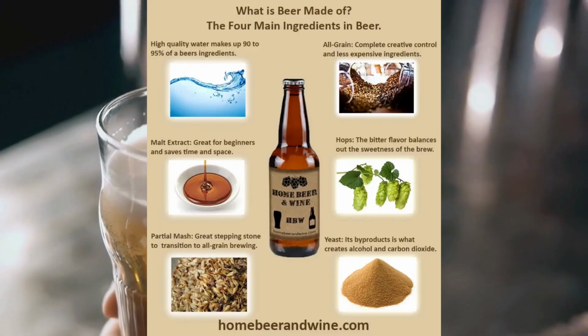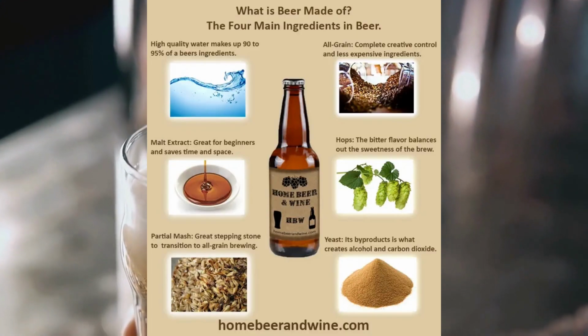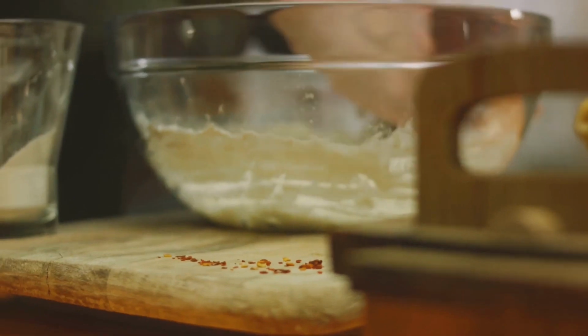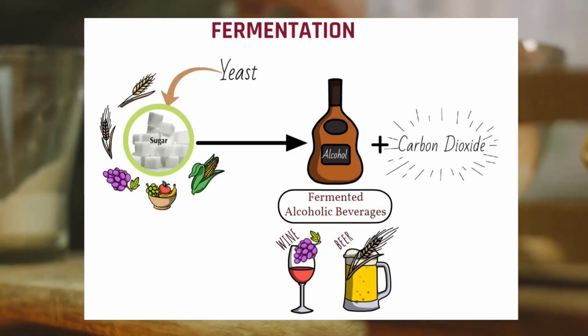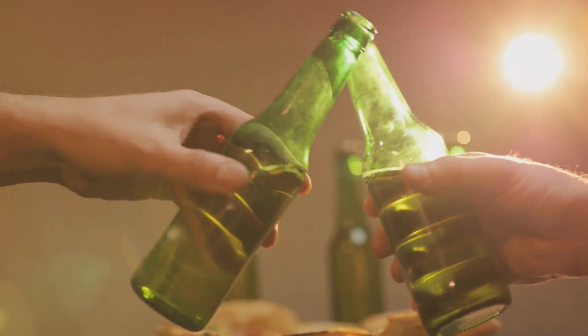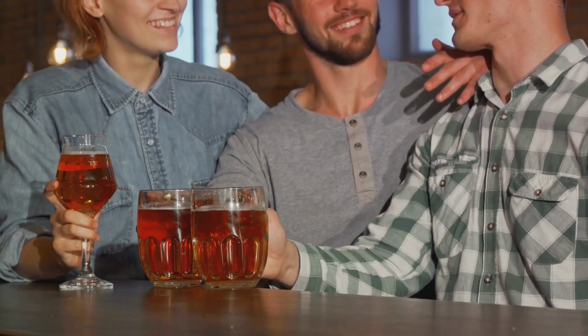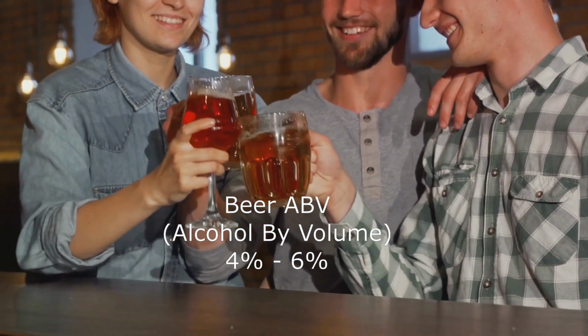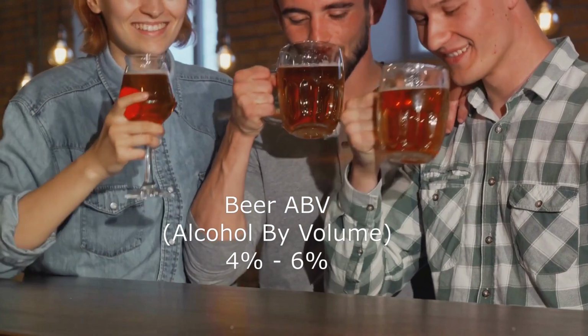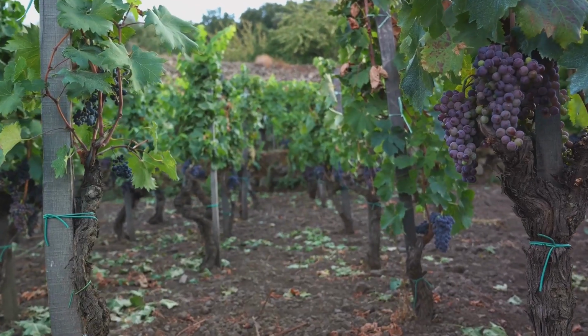Beer is typically made from 4 key ingredients: barley, hops, water, and yeast. The barley is malted, mashed, and boiled with hops before adding yeast to start the fermentation process. This transforms the sugars into alcohol, creating a brew that's light, refreshing, and has an alcohol content of around 4 to 6%. On the other hand, wine is made primarily from grapes.